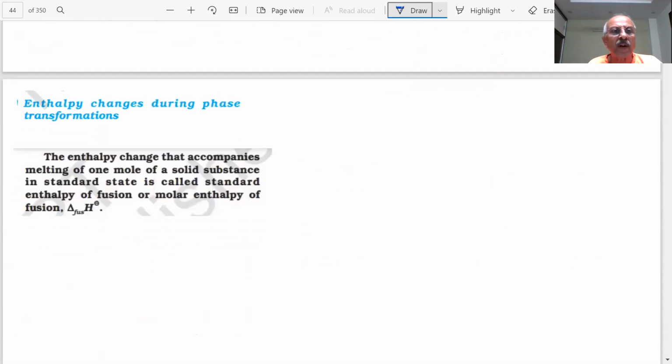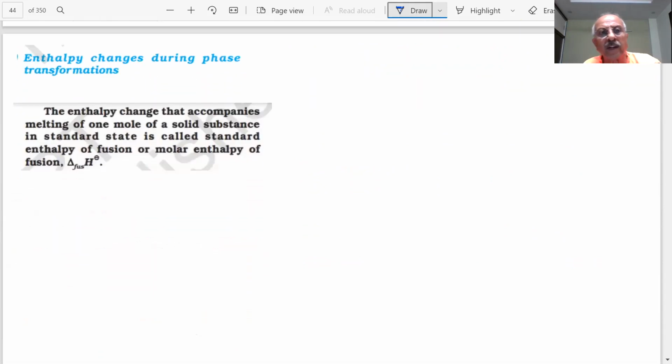Now, what type of enthalpy changes we are going to study? This is what I'm saying, enthalpy changes during phase transformation. What do you mean by phase transformation? For example, phase transformation. What is a phase transformation, students?